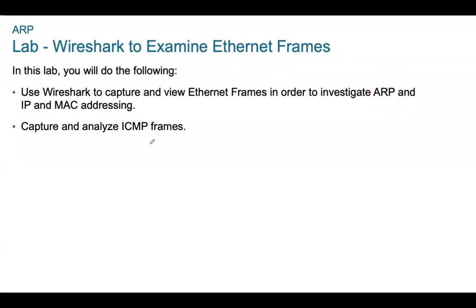So basically you are using the ICMP frames for communicating. In that frame, you're going to find the Ethernet frames and investigate what IP addresses and MAC addresses are already configured in your network.